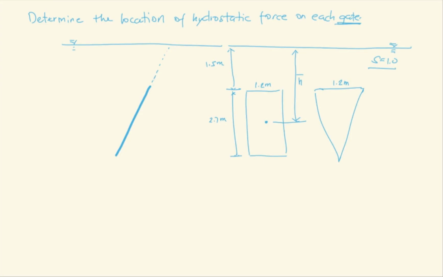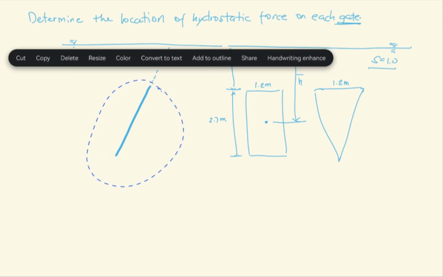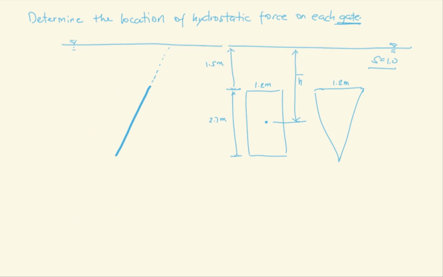Okay, in here, we are to determine the location of hydrostatic force in this inclined gate. Suppose that the length of this gate is 3 meters and that it is inclined 60 degrees from the horizontal.